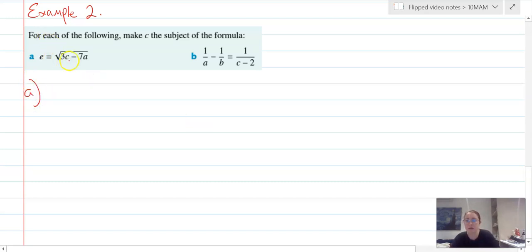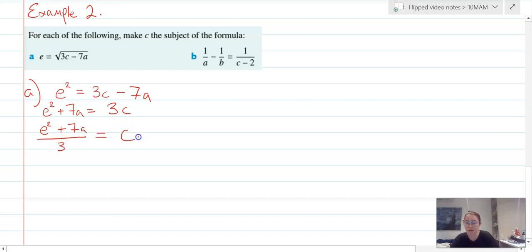So for part A here, we've got a square root, so we've got to deal with that first. We're going to make it e squared equals 3c minus 7a. I'm going to add the 7a. I didn't leave myself much room here, so my equals probably aren't going to line up very well. It's going to equal 3c, and then we're just going to divide by 3. And that gives us c.